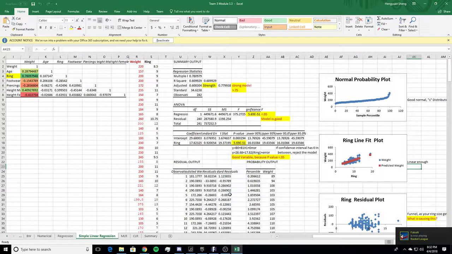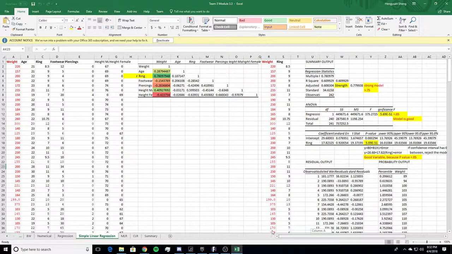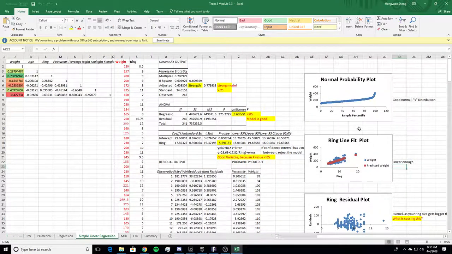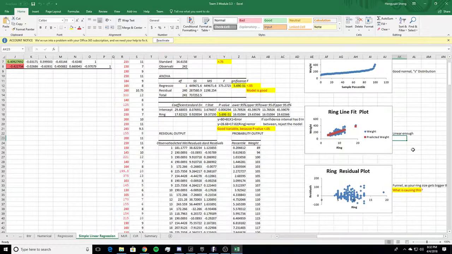And this model teaches us how ring and the values of ring create a model to basically find out what a person weighs. So you can see that the probability plot is a good normal S distribution. The ring line fit is linear, and it's pretty close to the predicted weight.